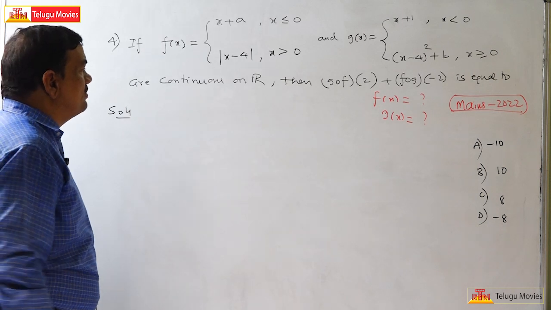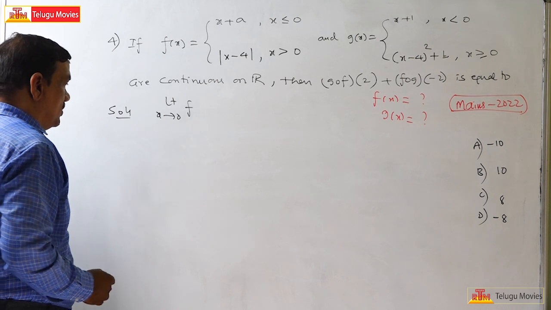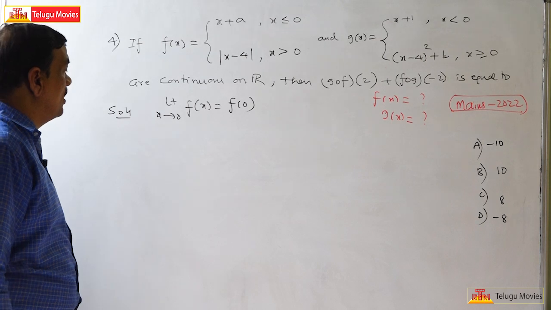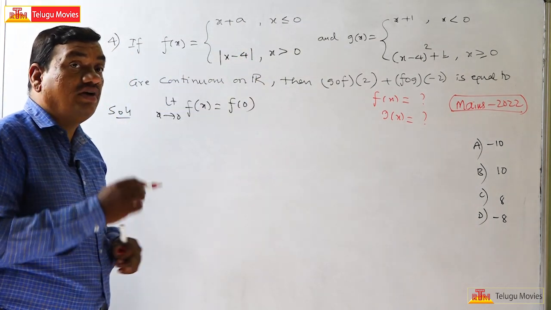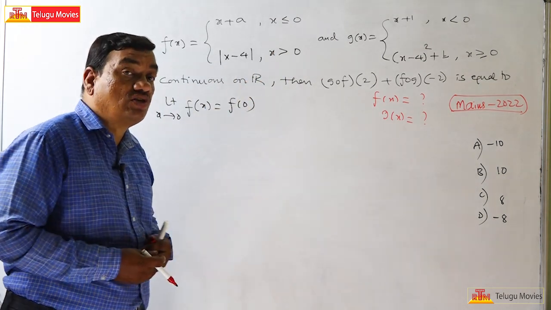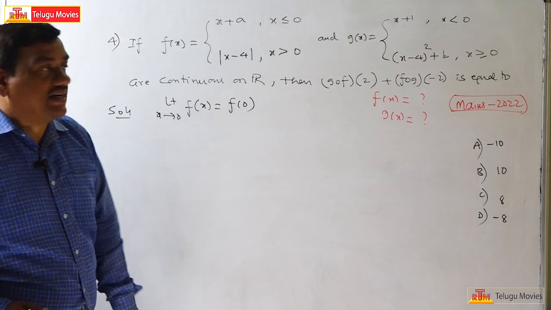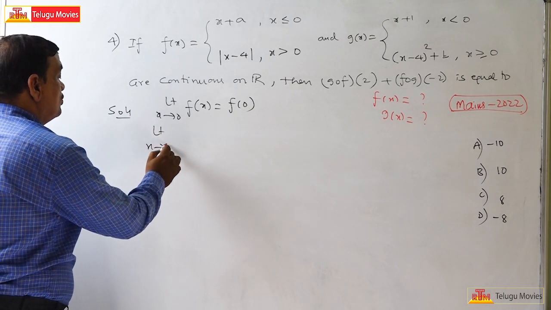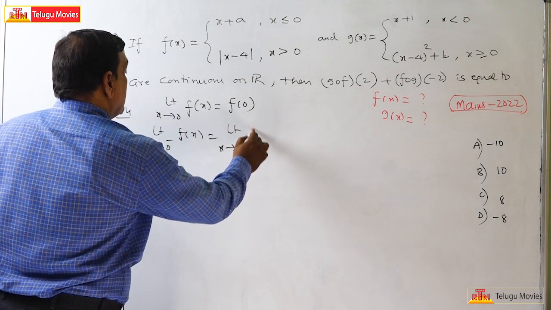Since it is continuous on R, therefore we have limit x tends to 0, f of x is equal to f of 0. For x tends to 0, if you observe here, for x less than 0, the function is defined as x plus a. If x greater than 0, the function is defined as modulus of x minus 4. That is why you have to find out both the left hand limit and the right hand limit. So, limit x tends to 0 minus f of x is the same as limit x tends to 0 plus f of x.